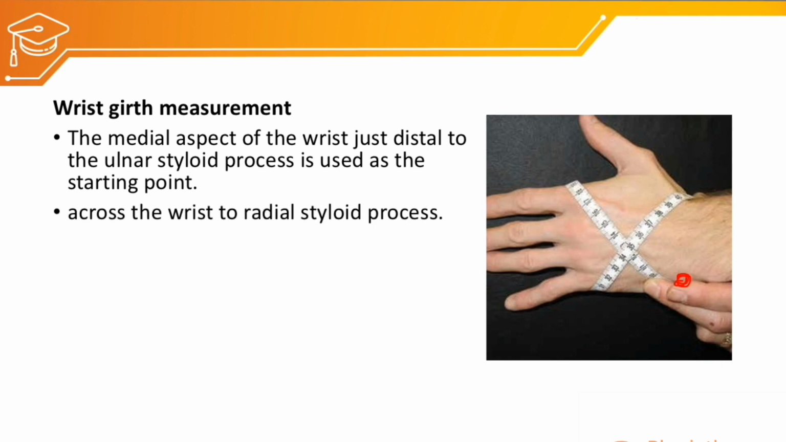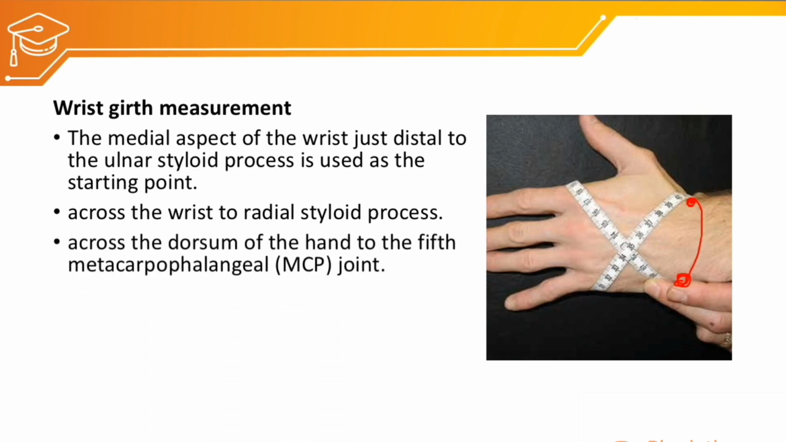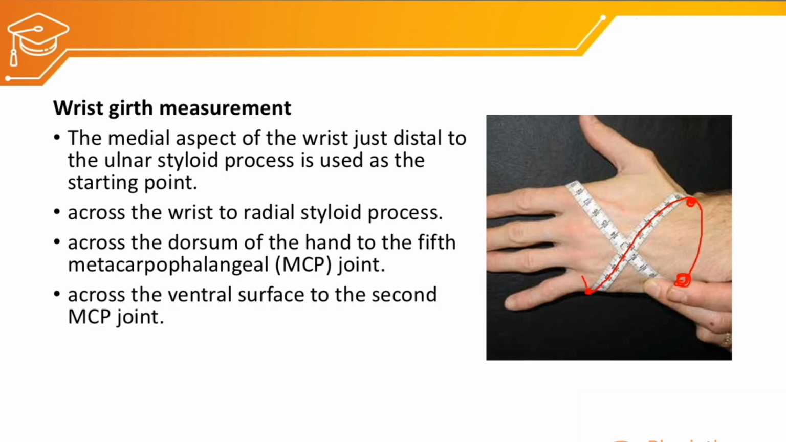Second step is to cross the measurement tape across the wrist joint and reach the radial styloid process from the anterior aspect of the wrist. Then in third step we will cross the measurement tape across the hand and reach the fifth metacarpophalangeal joint. Then from here we will cross through the ventral surface of the hand, that is anterior surface of the hand, and reach the second metacarpophalangeal joint. Then the measurement tape is brought across the dorsum of the hand to the starting position.